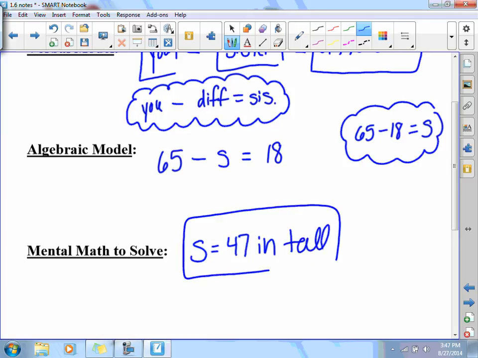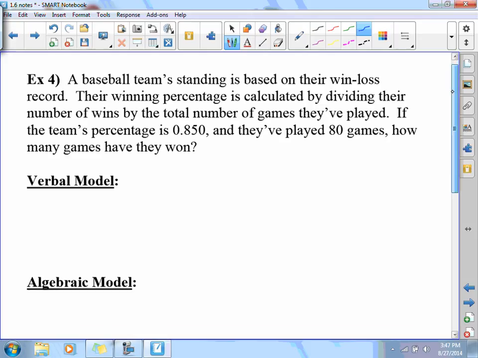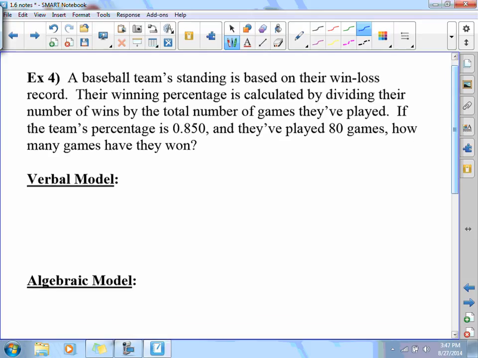And you could say that as a sentence. You could say, my younger sister is 47 inches tall. Okay, example 4. We're going to kick it up just a little bit here.